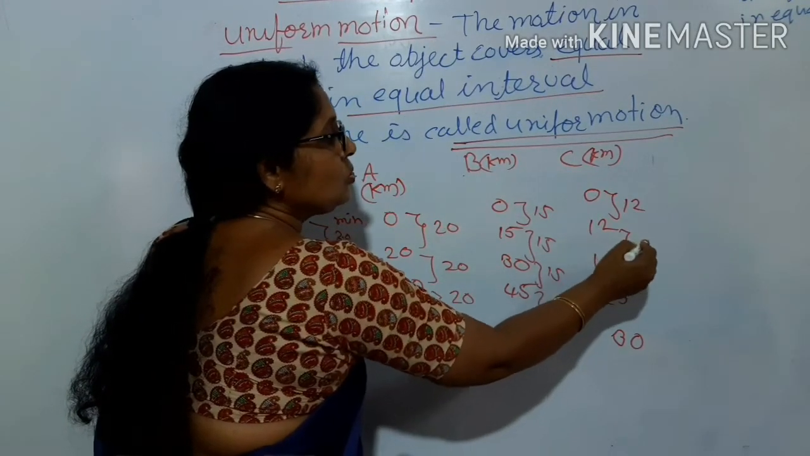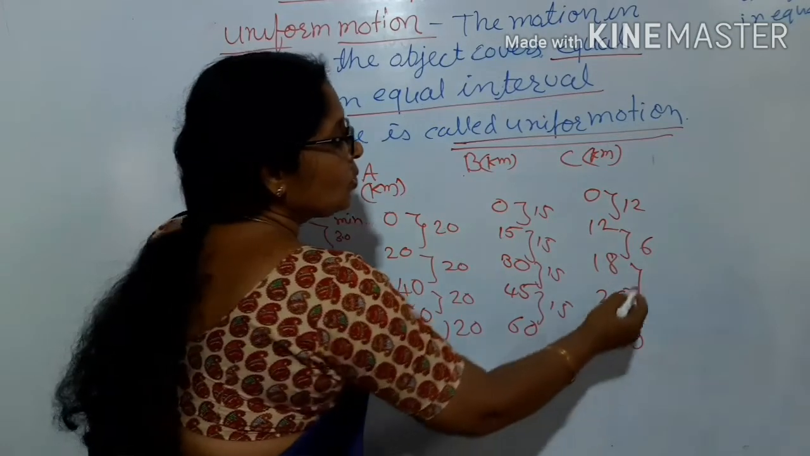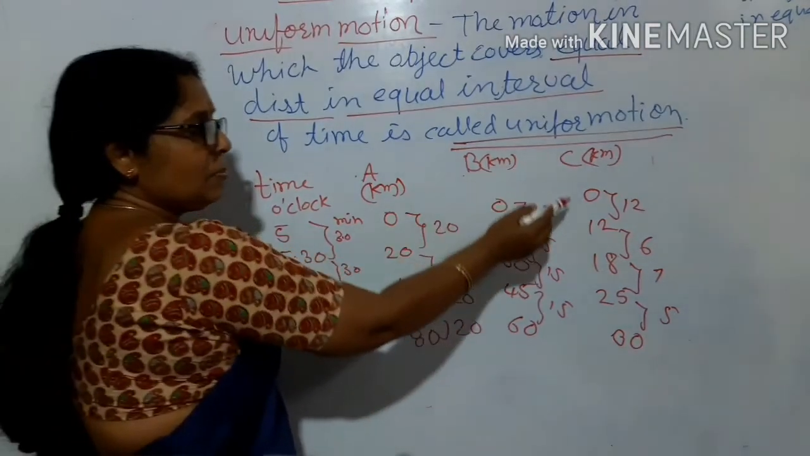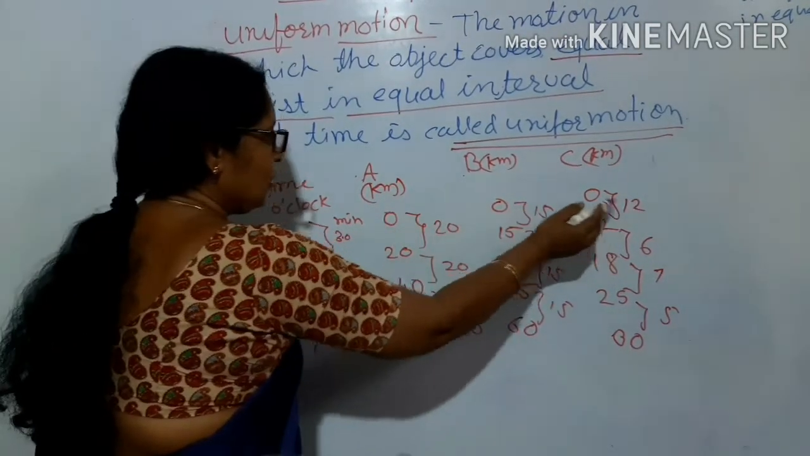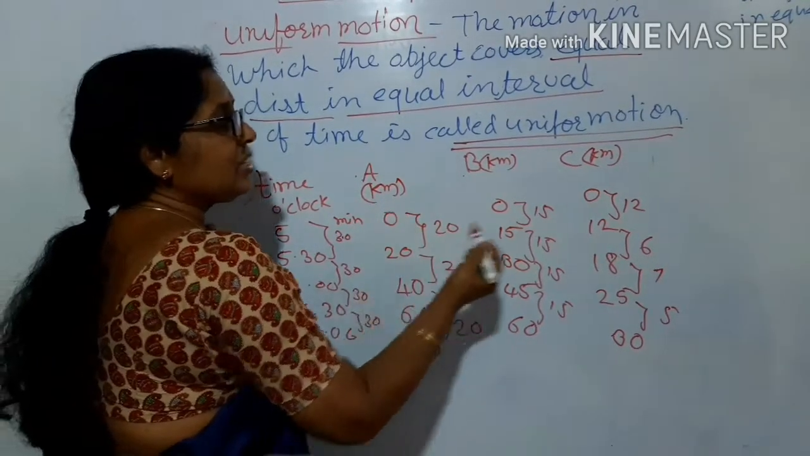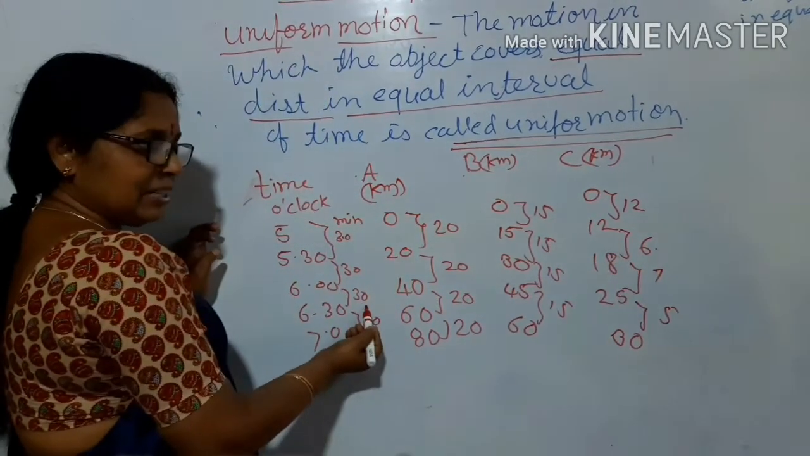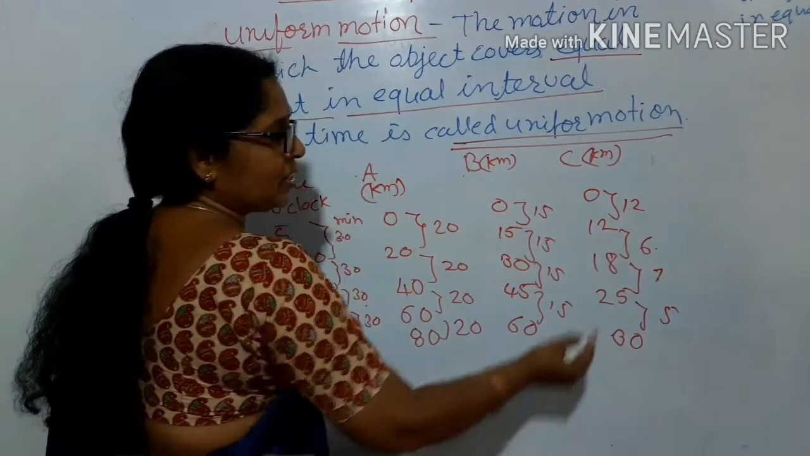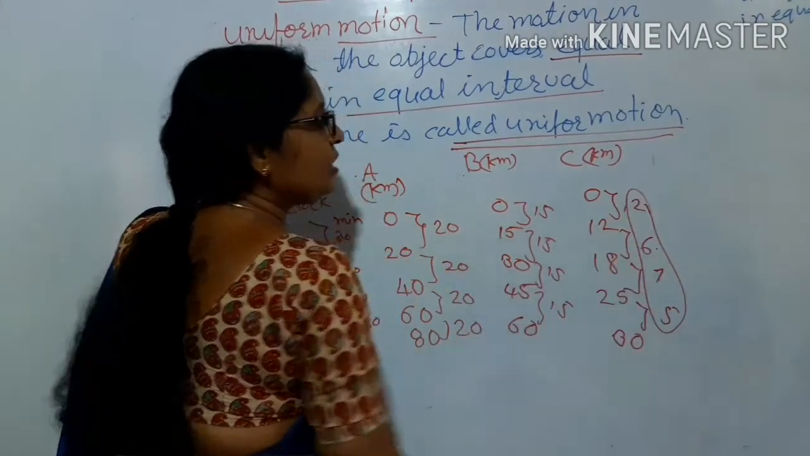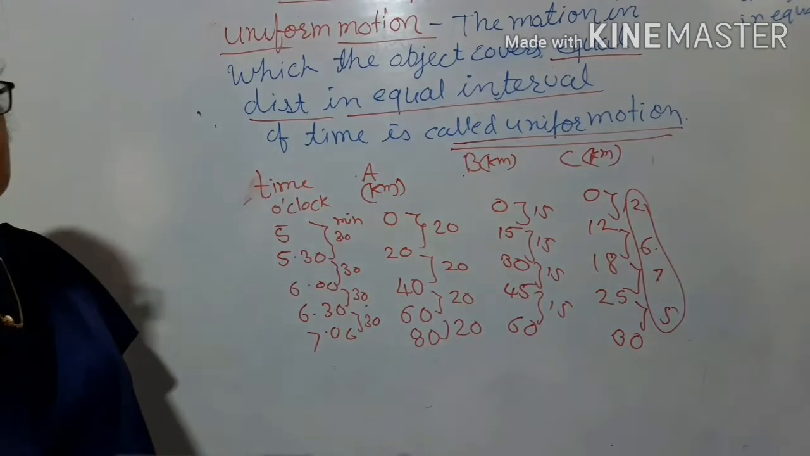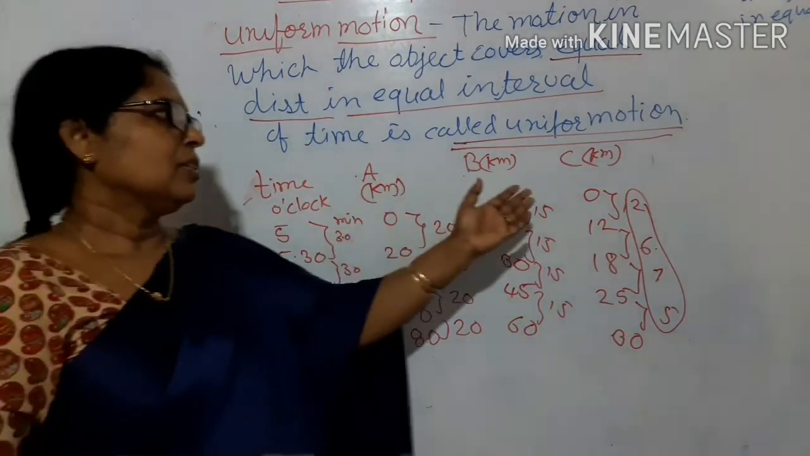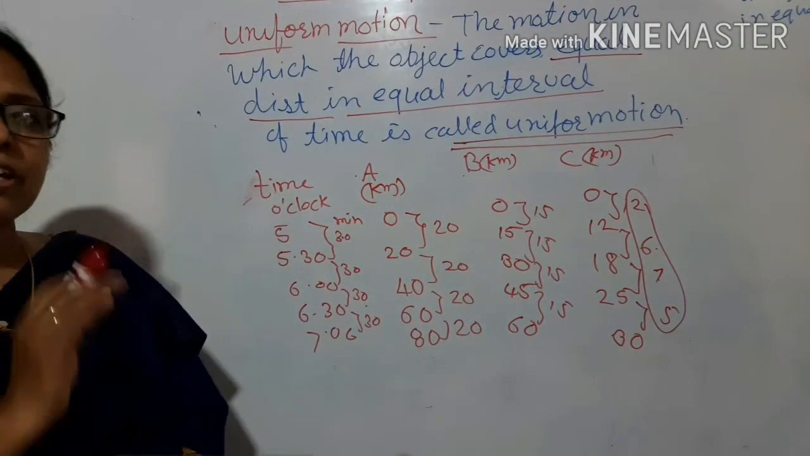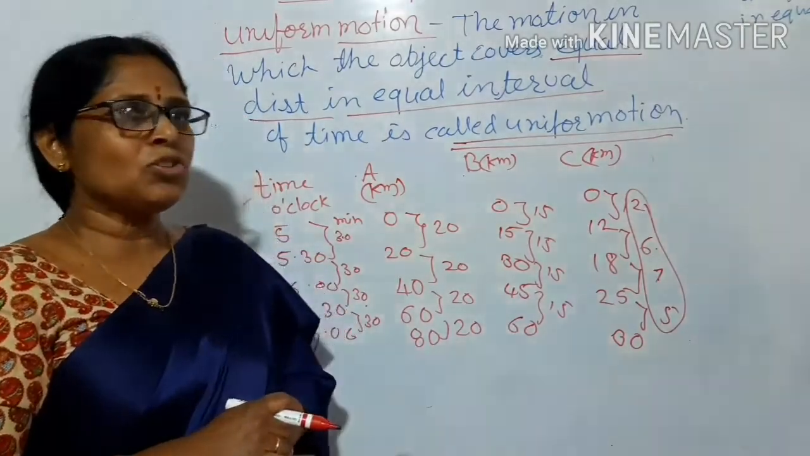12, and these two 6, and these two 7, and these two 5. Means C person completed 12 kilometer in 30 minutes. Next 30 minutes he covered 6 kilometer. Next 30 minutes he covered 7 kilometer. Next 30 minutes he covered 5 kilometer. Means this distance is not equal. Therefore, the person is in non-uniform motion.